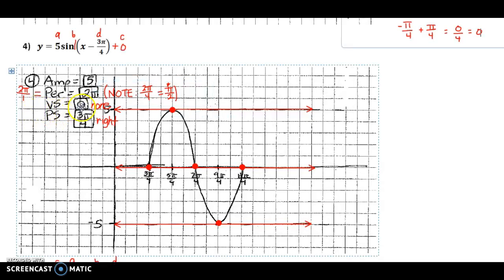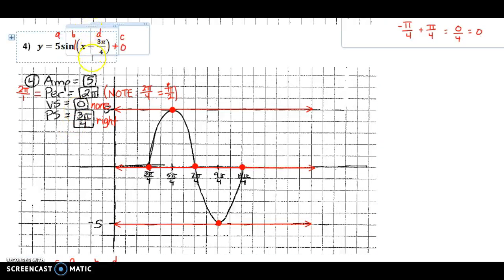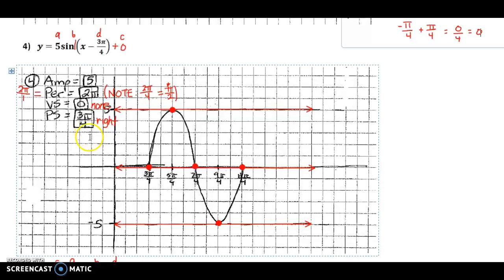No vertical shift, like I said, because C is 0, and the phase shift, we're going right 3 pi over 4 because we have to think opposite. That minus sign, think opposite, go right 3 pi over 4. So I got my midline on there, which was right on the x-axis because there was no vertical shift. I went up 5 and down 5 to get my upper and lower amplitudes, and then I had to pick my starting point.